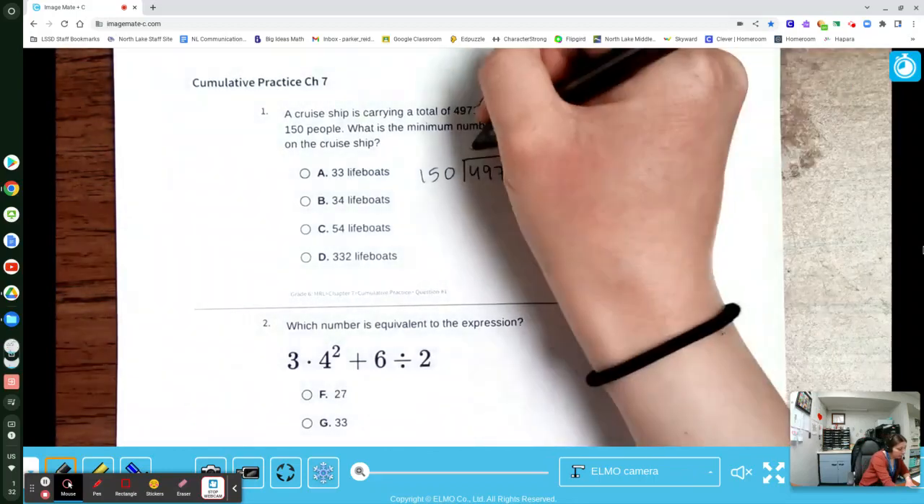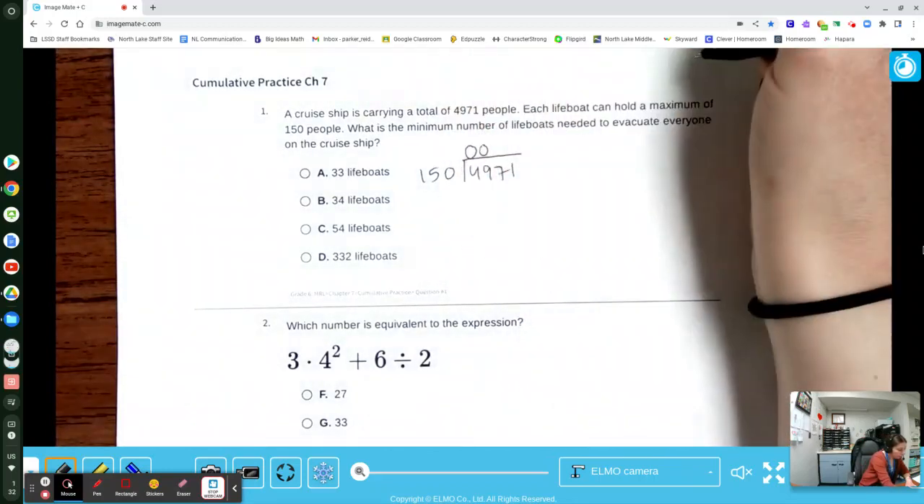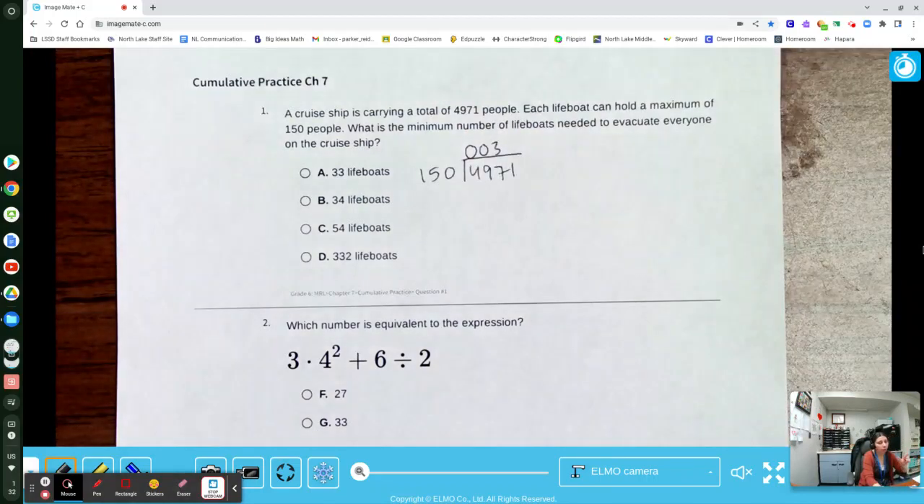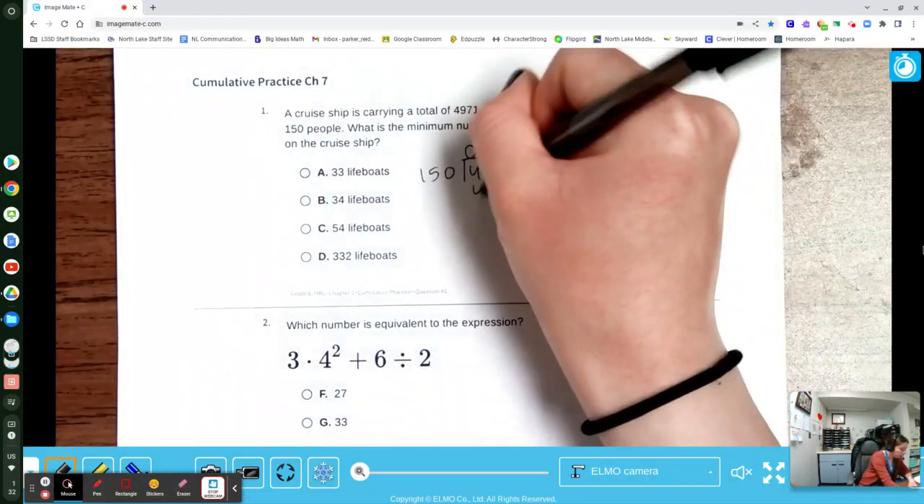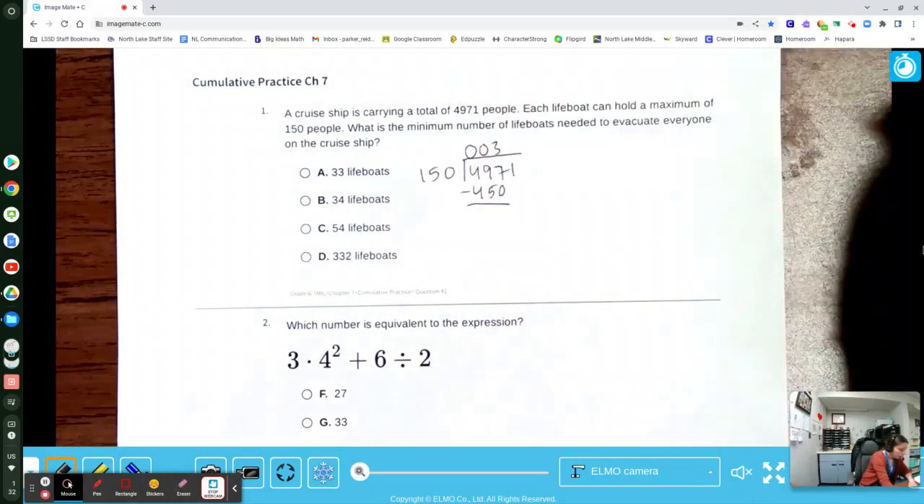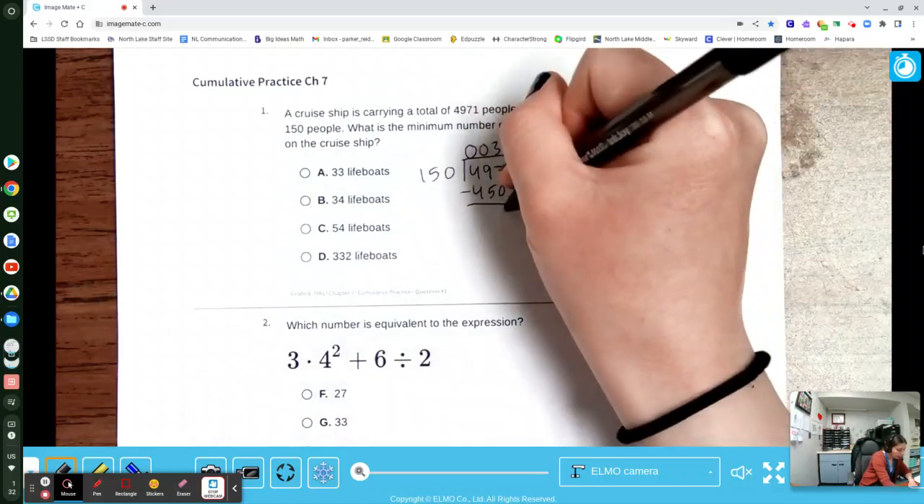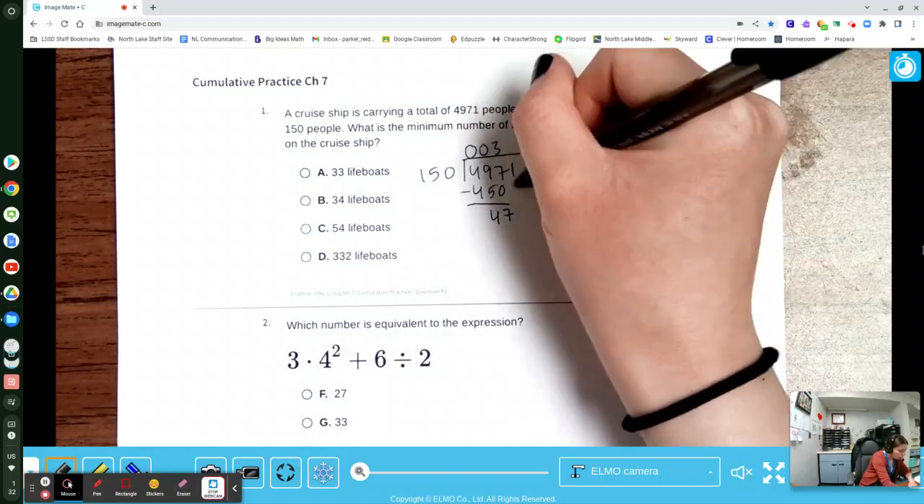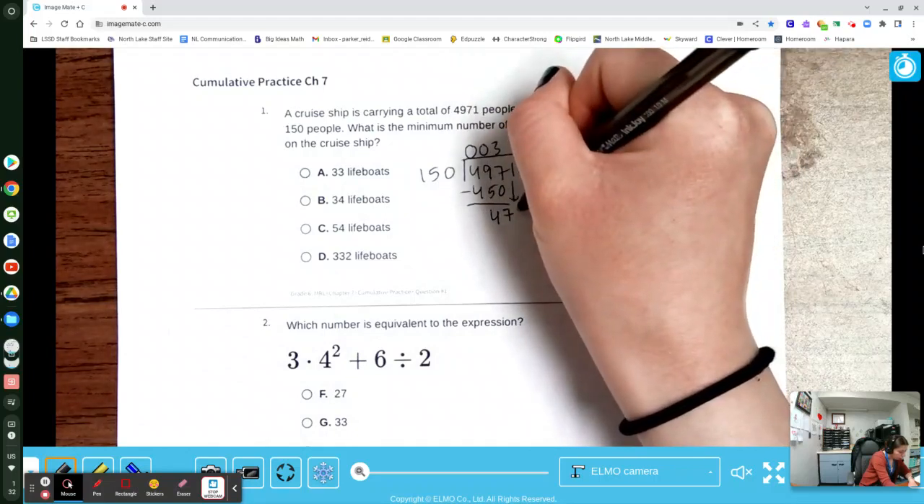So 150 doesn't fit into 4 or 49. It's going to fit into 497 3 times because 150 plus another 150 is 300. Another one gives us 450. So 3 times 150 is 450. When I subtract, I get 7 minus 0 is 7, and 9 minus 5 is 4. And then I bring down the 1.